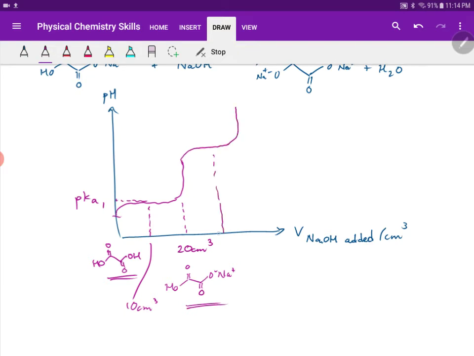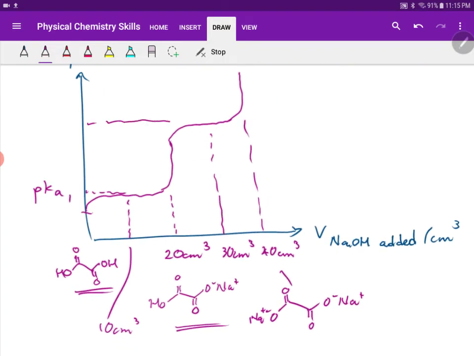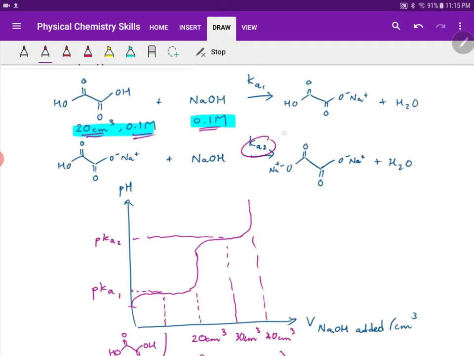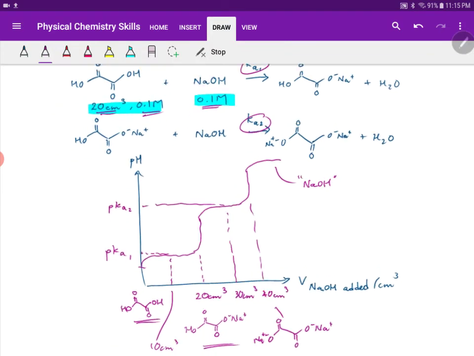So this part is at 30 cm³. This final part where it shoots up again is at 40 cm³. What we have at the end is just this compound with both acidic groups deprotonated. At 30 cm³, this point will be our pKa2, which is the pKa of the second equation. After we cross 40 cm³, it will just go flat, which is characteristic of a solution dominated by your NaOH. So this is how it goes.